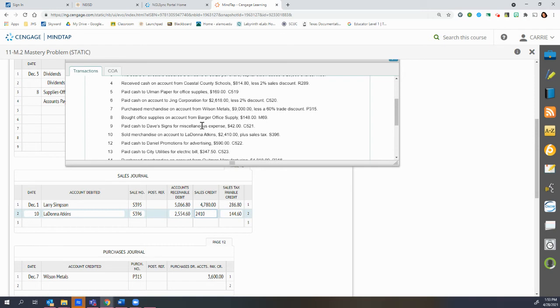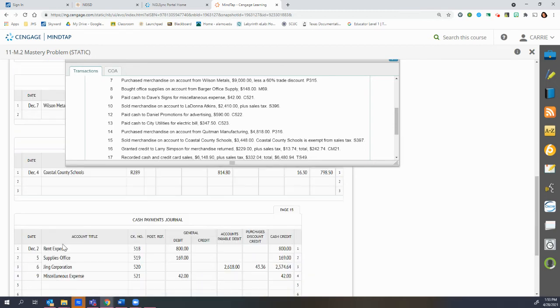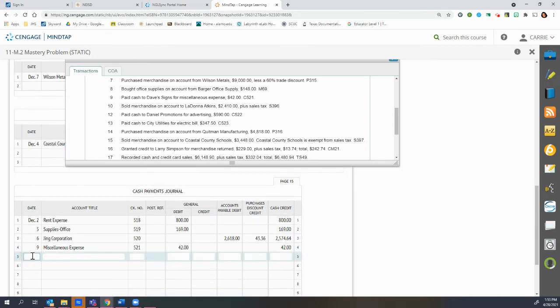Okay, LaDonna. Okay, we paid cash to Daniel Promotions for advertising. So we come down to cash payments journal. And this goes to, it doesn't go to Daniel Promotions, it goes to advertising expense. And that is check number 522 for $590, and then credit cash for $590. And then on the 13th, we paid our electric bill, so it's utilities expense. I could spell it right. And that is check 523 for $347.50.